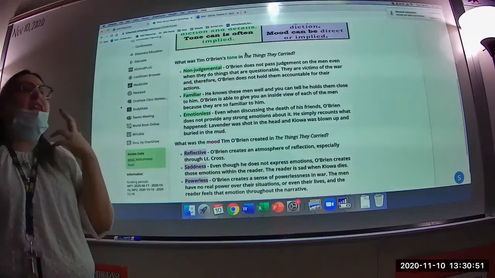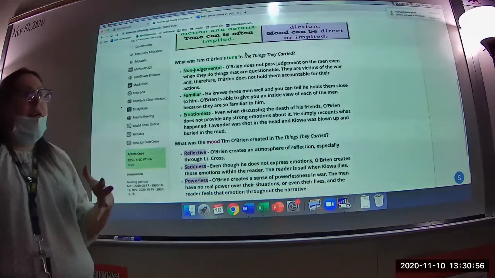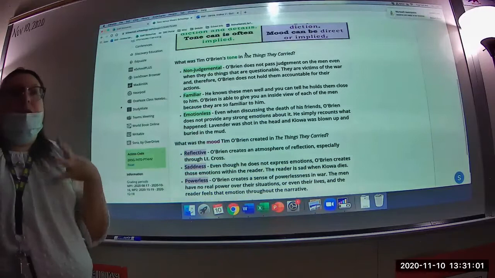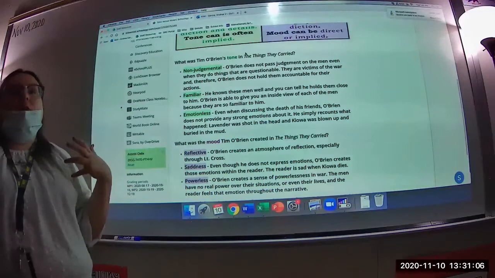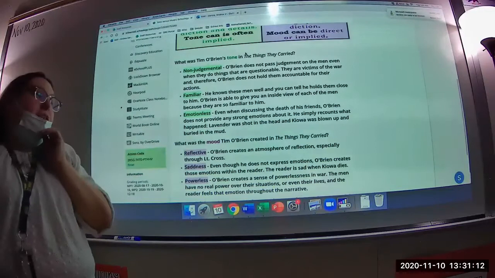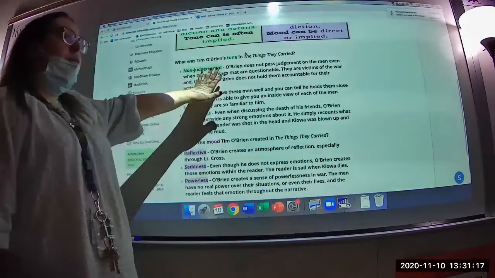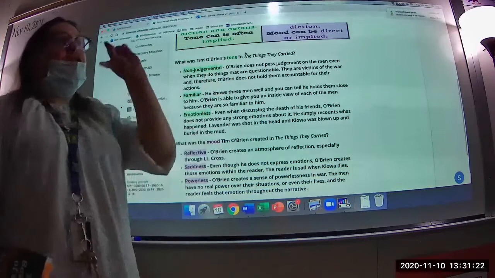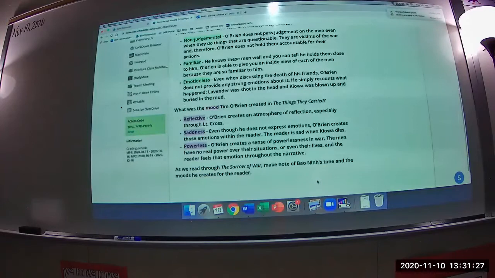There's also a sense of powerlessness, right? These men have no true power over what's happening to them. They're in war. Whether they live or die is not even really up to them. They can do whatever they want to try to push death away, but in reality, if death wants them, it's going to get them. Okay, so those are the differences. I want you to make sure tone is the author's emotions towards the book. Mood is your feelings towards the book, okay? Think about that as we start going through The Sorrow of War by Bao Ninh.